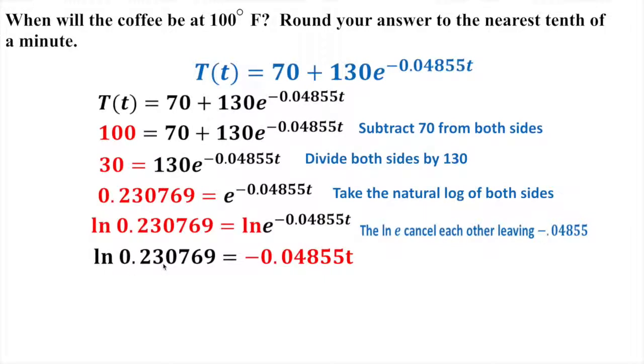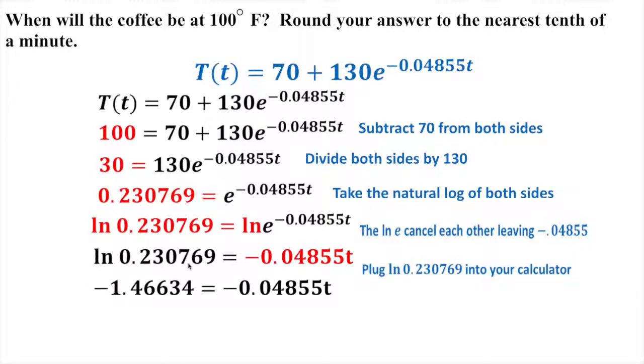So I'm going to have to plug this left side here into my calculator. Plug it into my calculator, I find out that I have another negative number here. Notice this asks me to round it to the nearest tenth, but I'm not rounding yet. I don't round to the very, very end.